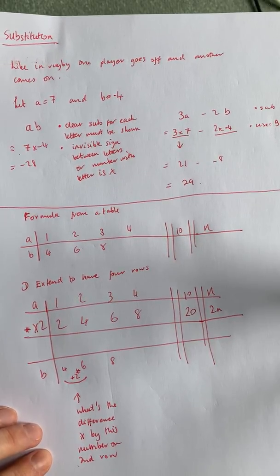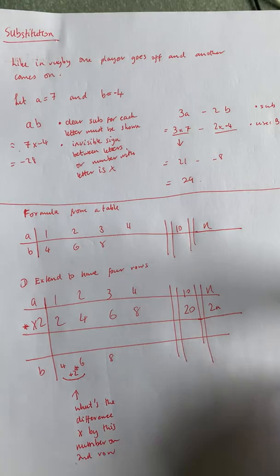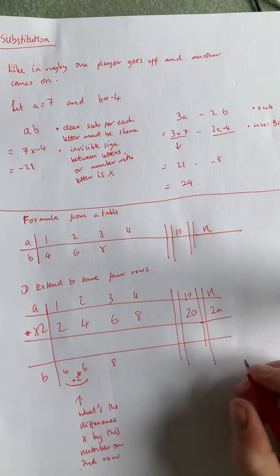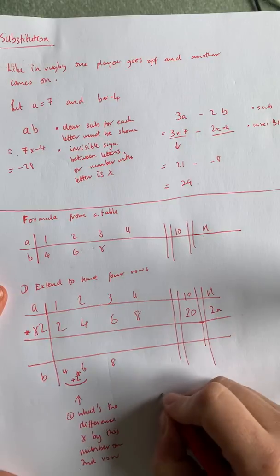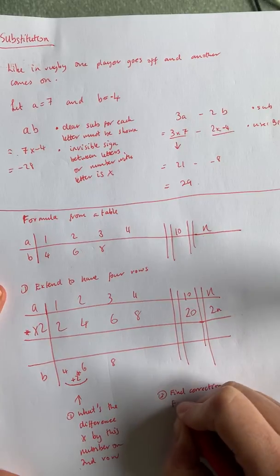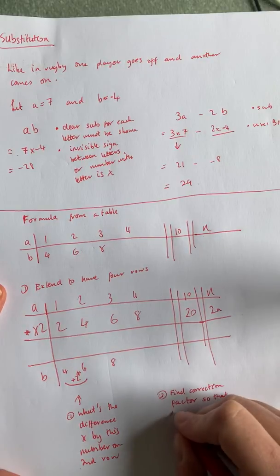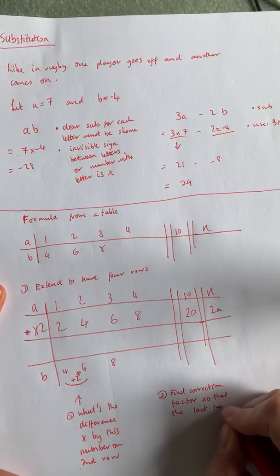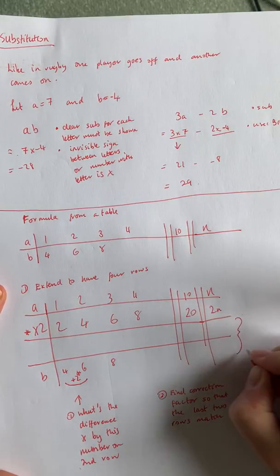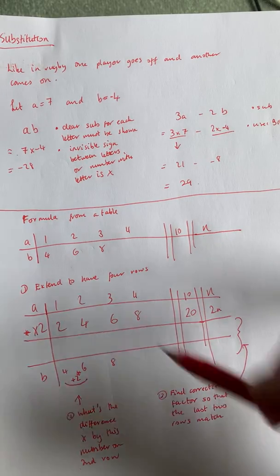Okay. Next part that I want to do is to find the correction value, because remember we need to have the 2 last rows being the same. So that's part 1. Part 2, find the correction factor so that the last 2 rows match. Okay, so these 2 rows, they have to match. So to get from 2 to 4, I need to find the thing that'll take me from 2 to 4.